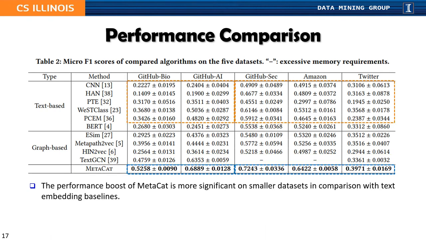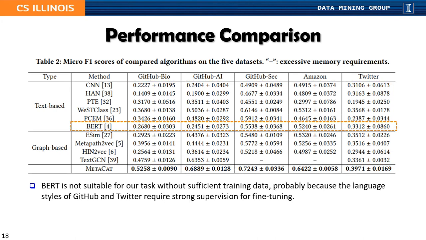Second, the performance boost of MetaCat is more significant on smaller datasets in comparison with text embedding baselines. In fact, when the corpus is small, Word2Vec cannot generate high-quality word embeddings. In this case, leveraging multimodal signals in representation learning becomes necessary. Third, despite its great success in supervised tasks, BERT is not suitable for our task without sufficient training data, probably because the language styles of GitHub and Twitter require strong supervision for fine-tuning.